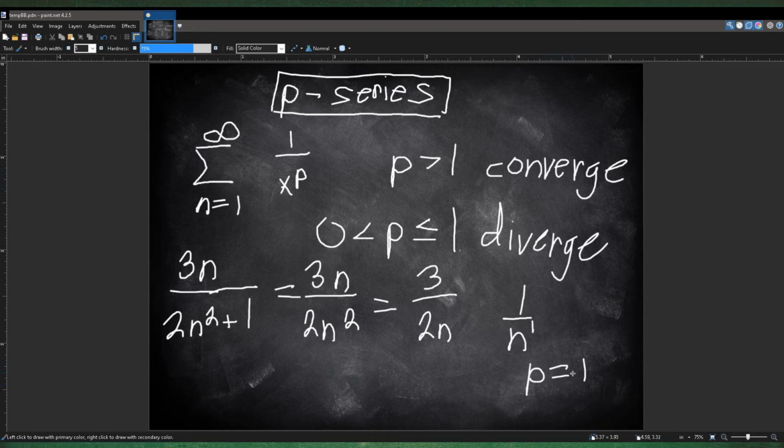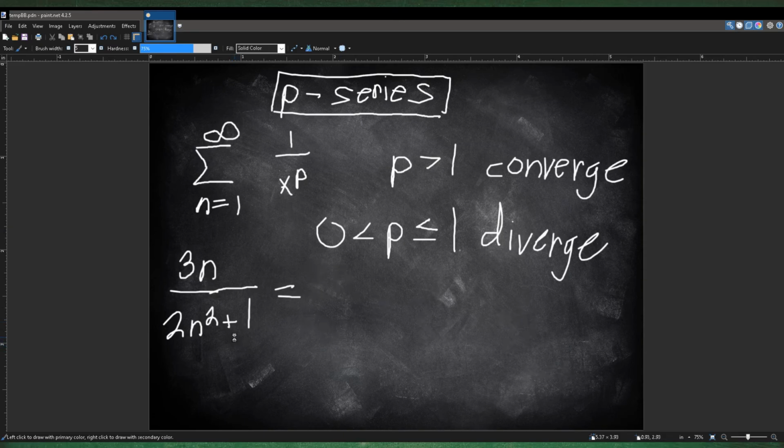So since p, which is 1, is between 0 and 1, inclusive of 1, then this tells us that this series, 3n divided by 2n squared plus 1, diverges. So instead of doing all those calculations with integrals, if these are both polynomials, you could just use the p-series. And that's the general idea of how you do it. But it is viable to use the integral test if you want to prove it with an additional method.